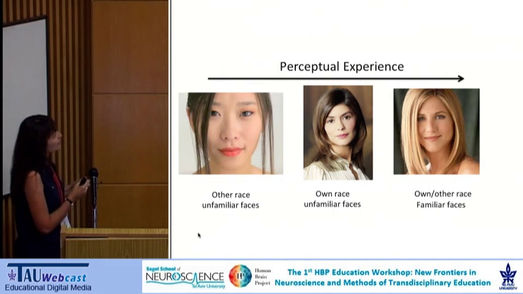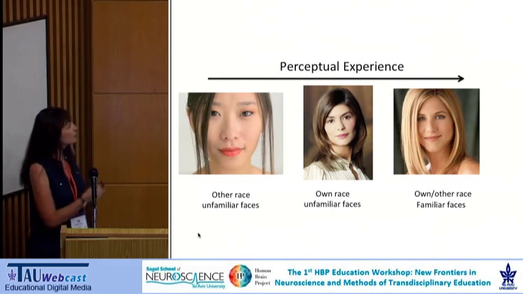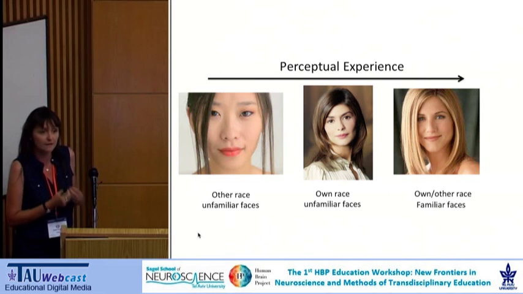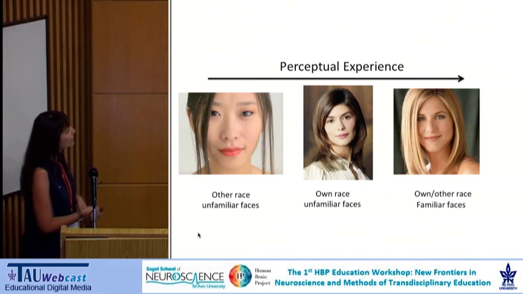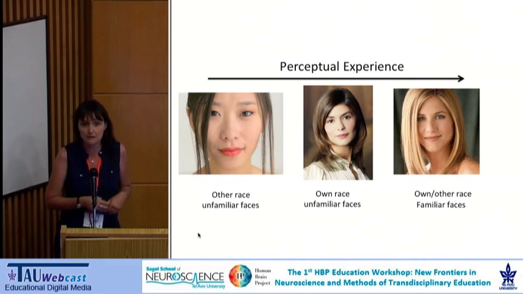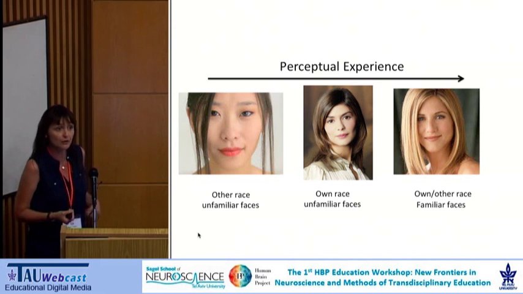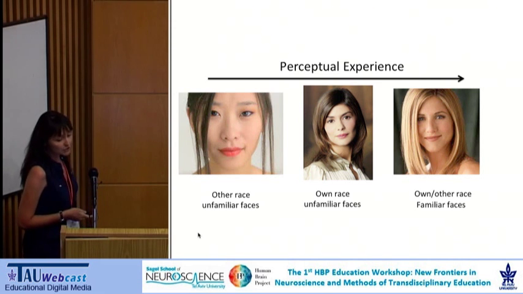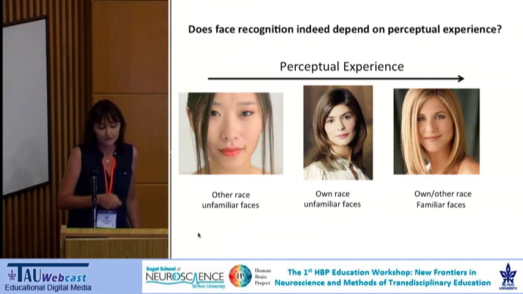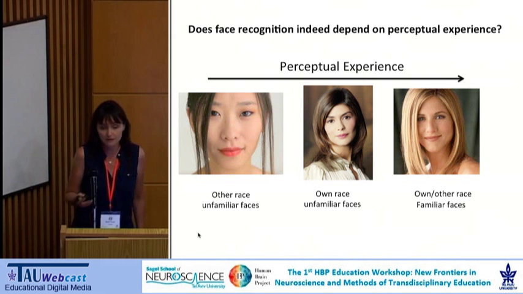So basically, we can think about it as a continuum. On one hand, we have other-race faces, with which we have little input, and this is where our system is not doing the job so well. On the other hand, we have familiar faces. It could be famous faces, could be personal familiar faces. We've seen so many examples of them, so we're doing very well. But the question is whether this is the only factor that influences our ability to recognize faces.